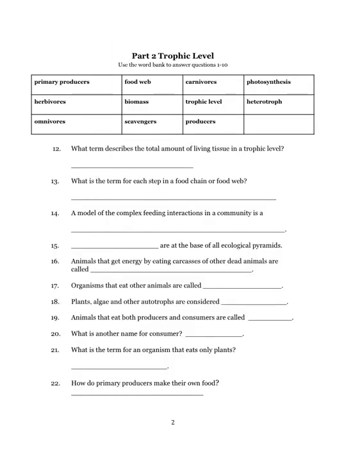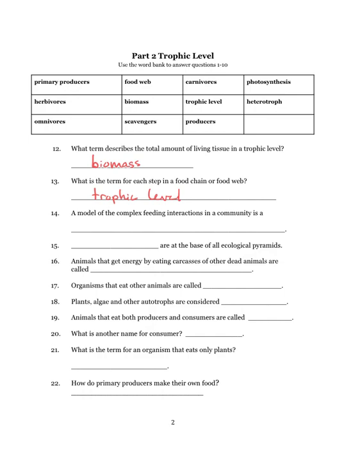We're going to move on to some more vocabulary with some fill-in-the-blank questions. Number 12 says, what term describes the total amount of living tissue in a trophic level? And the answer is biomass, which is the mass of all the living tissue. Number 13 says, what is the term for each step in a food chain or food web? And those are the trophic levels. So the trophic level indicates both what type of diet something has, generally speaking, and where it falls in the sequence of energy transfer through an ecosystem.